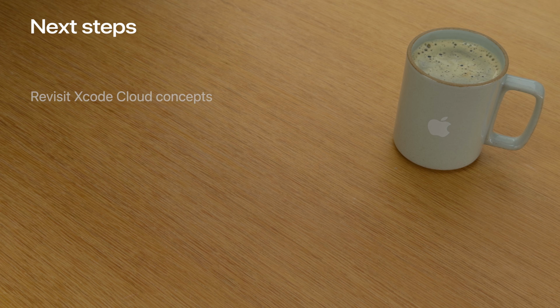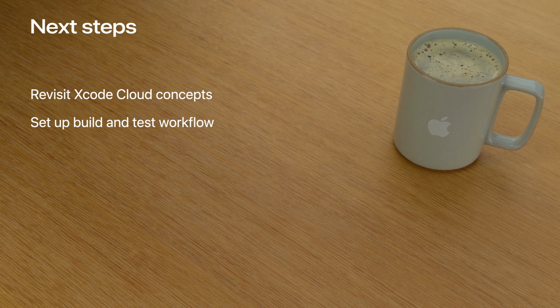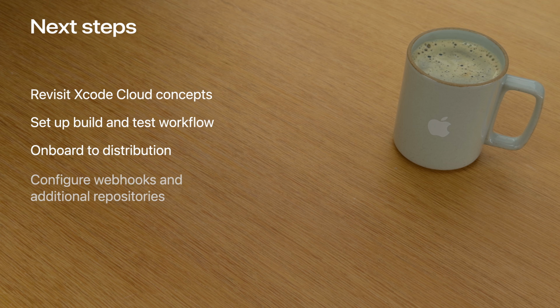Now, every new feature I push is automatically built, tested, and deployed. My team gets notified the moment anything changes, and every build has access to exactly the right dependencies. Time to try it yourself. Revisit the Xcode Cloud concepts. Onboard the app to build, test, and distribute. Then take it further. Configure webhooks and additional repositories to automate your workflow and scale your project.